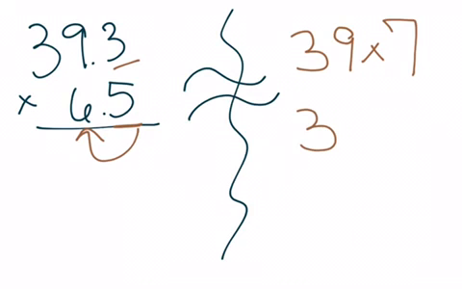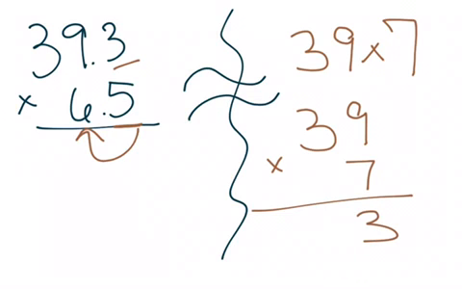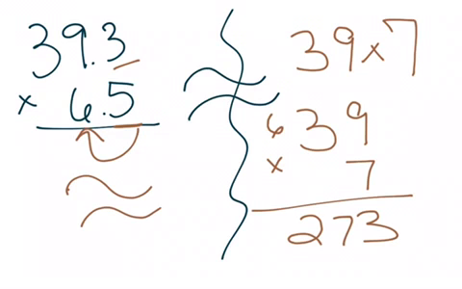So let's do our 39 times 7. 7 times 9 is 63. We're going to drop our 3, carry our 6. 7 times 3 is 21, plus 6 is going to be 27. So 39.3 times 6.5 is going to be about 273.